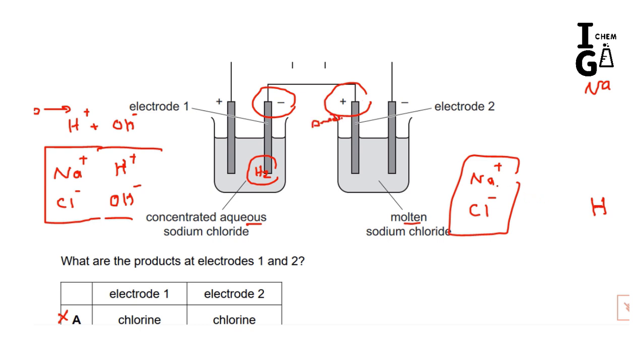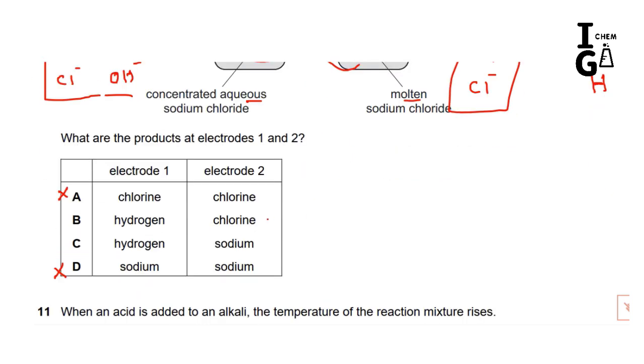Here we have only Na plus and Cl minus. So of course this plus will attract minus. So chlorine gas, Cl2, pale green gas bubbles here. So this is chlorine gas. So actually it should be chlorine. So the answer is letter B. Okay guys, I think it's clear, hydrogen and chlorine.